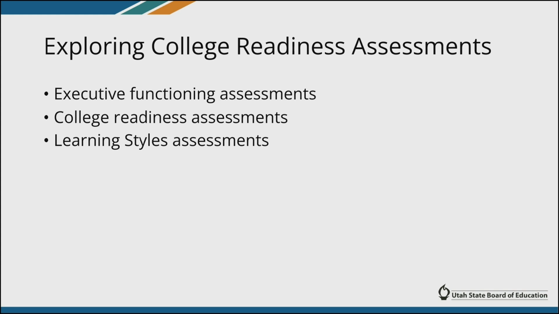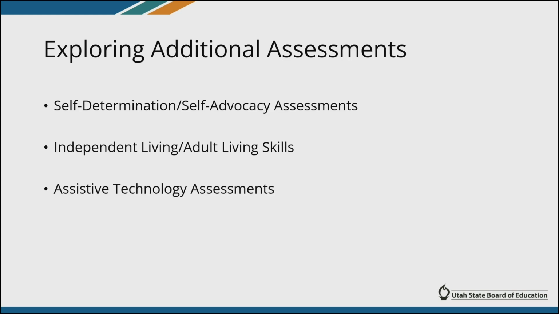These assessments measure skills such as academic metacognition and motivation and confidence. Learning style assessments are designed to help a student understand how they learn best and whether they are a visual, auditory, social, or kinesthetic learner. Be sure to give serious consideration to assessments in the areas of self-determination and self-advocacy, independent living, and adult living skills, and assistive technology. We sometimes overestimate the skills and knowledge our students have in these areas.